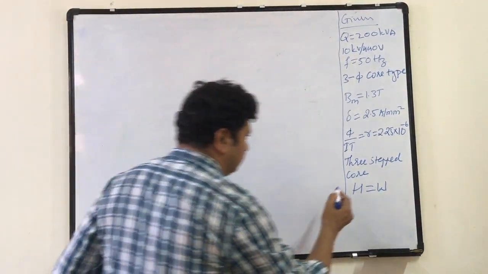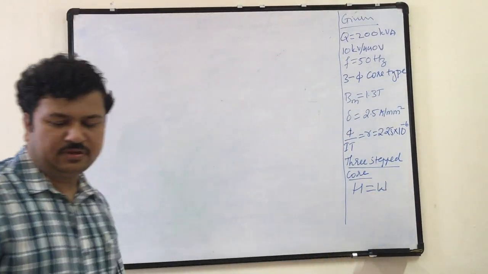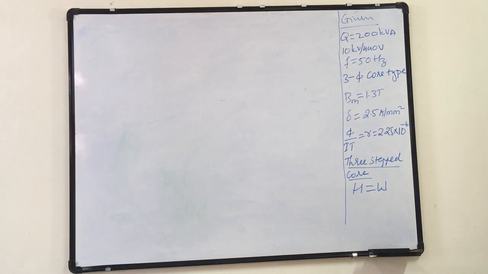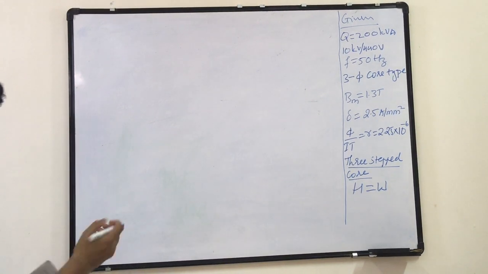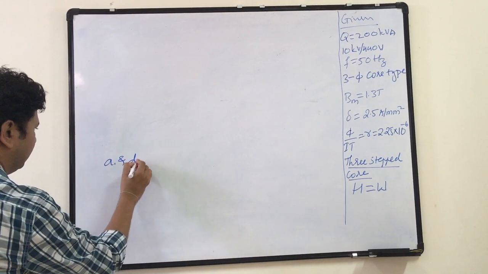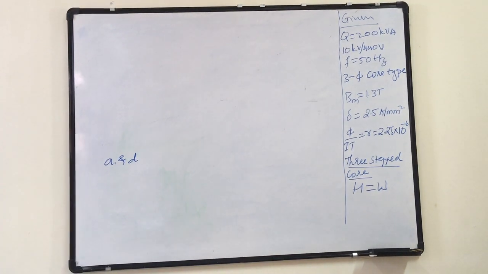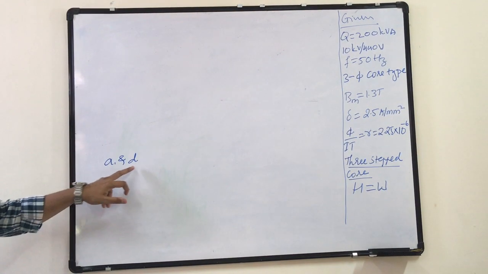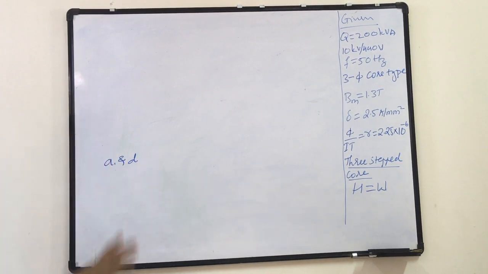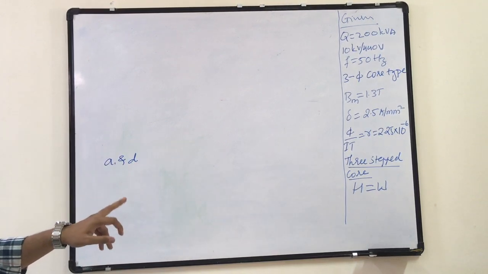The given core is three-step. See, whenever we start the design of a three-phase transformer, my first aim is to get two things, A and D. Overall dimensions are completely based on these two dimensions. So first I should be finding what is A and what is D. I can get A only when I know the D, because A is in terms of D.